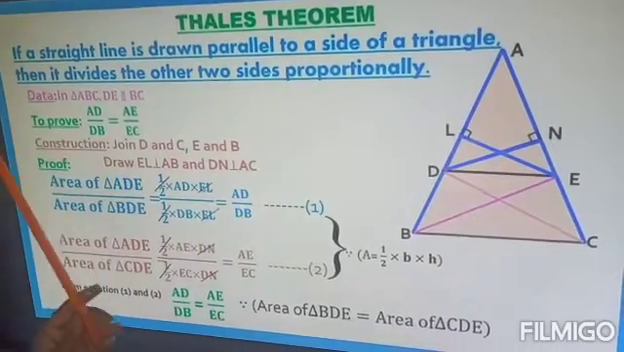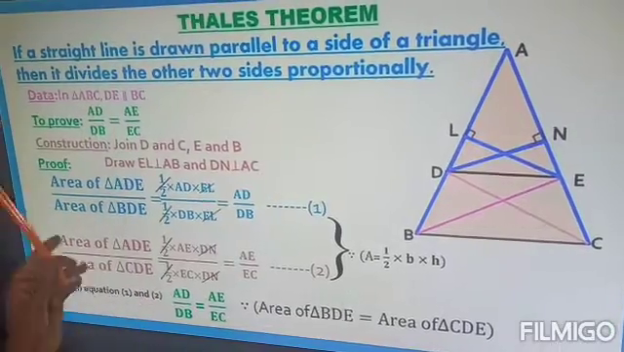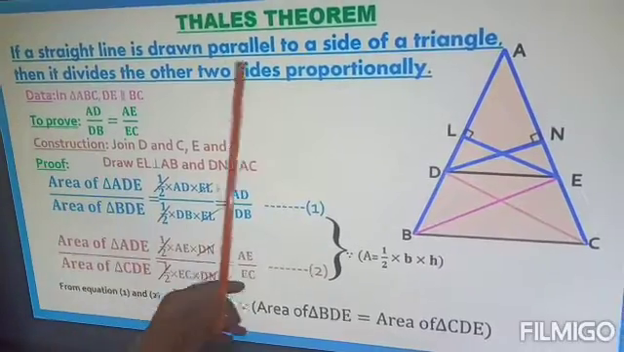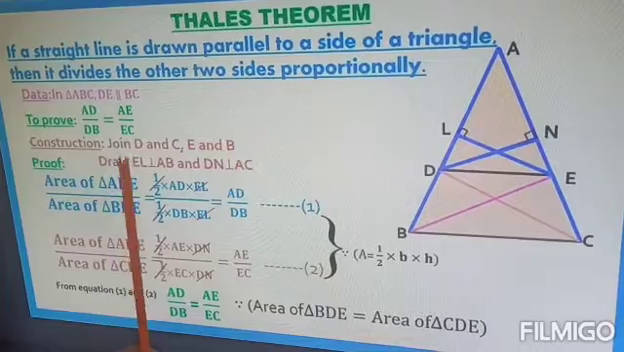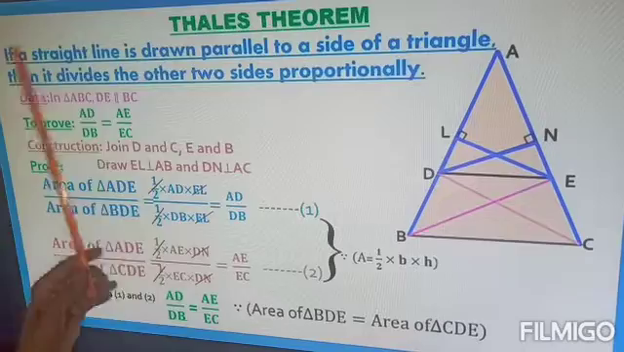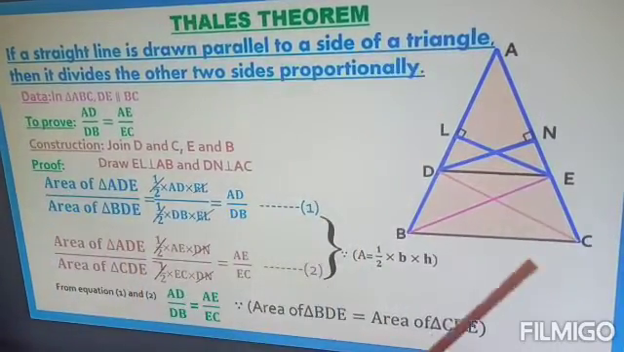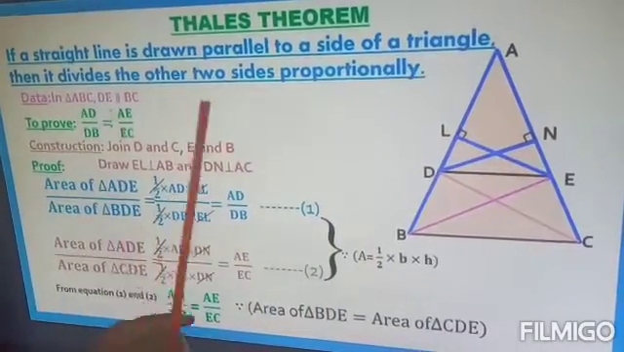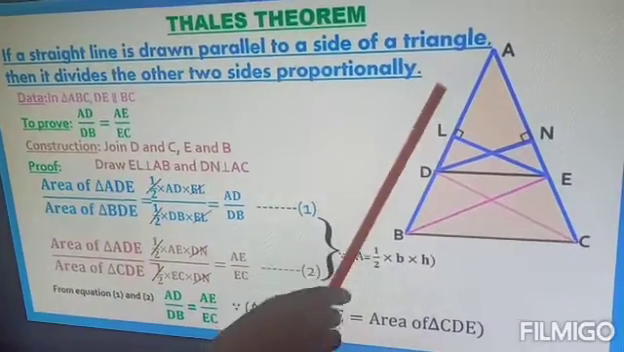They will give in a question paper, prove that. Then if a straight line is drawn parallel to a side of a triangle, then it divides the other two sides proportionately. With this definition they will add, prove that. Okay, you have to draw the diagram according to the statement. What is given in the statement, understand and draw the triangle.